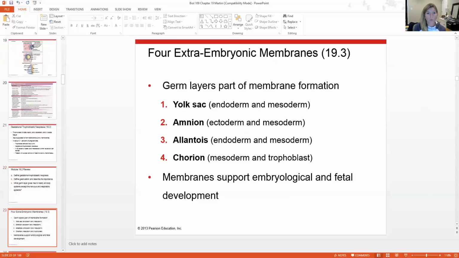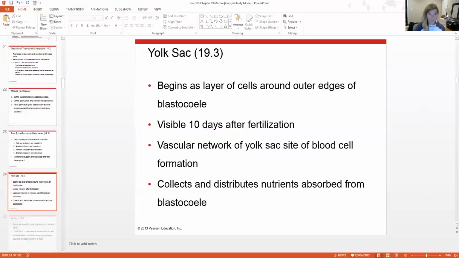Let's talk about those 4 extra-embryonic membranes. The germ layers that are part of this membrane formation include the yolk sac, which is the endoderm and mesoderm; the amnion, which is the ectoderm and mesoderm; the allantois, which is the endoderm and mesoderm; and the chorion, which is the mesoderm and trophoblast. These membranes support the early embryological and fetal development.